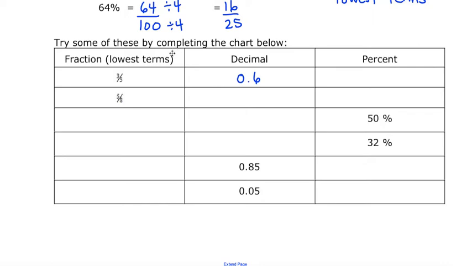So to go from a fraction to a decimal, you're dividing. And then to go from a decimal to a percent, we want to multiply by 100. And 0.6 times 100 is 60%. So we're going to use that same strategy for the next one. 5/8 is the same as 5 divided by 8, which is 0.625. And we're going to times that by 100 to give us 62.5%.